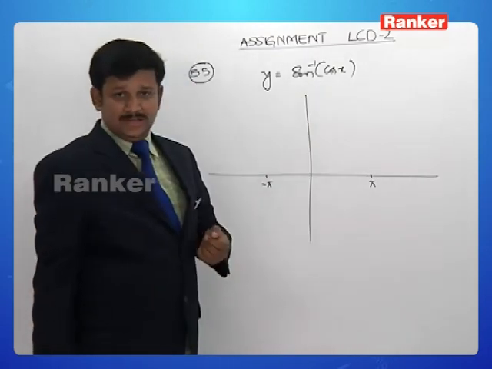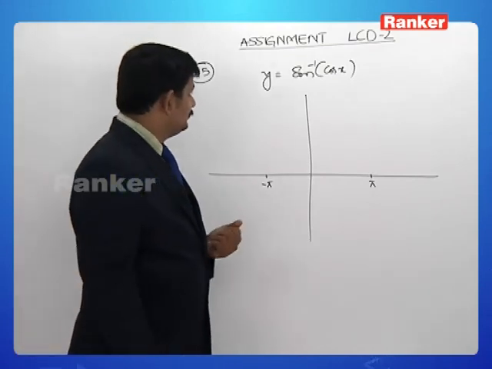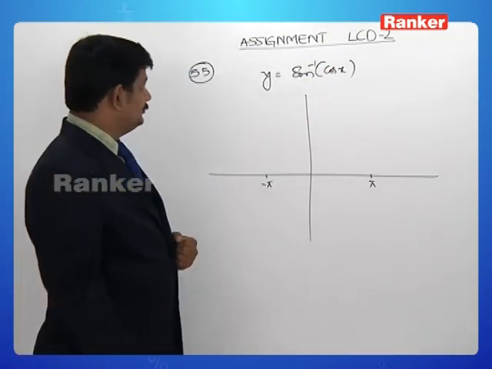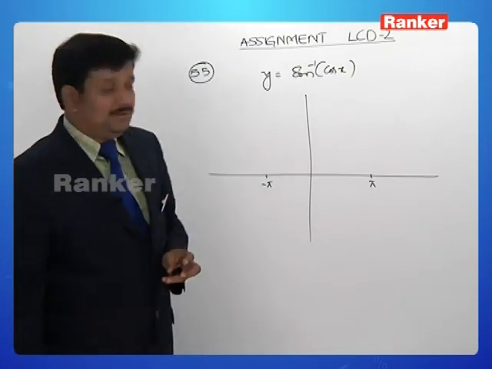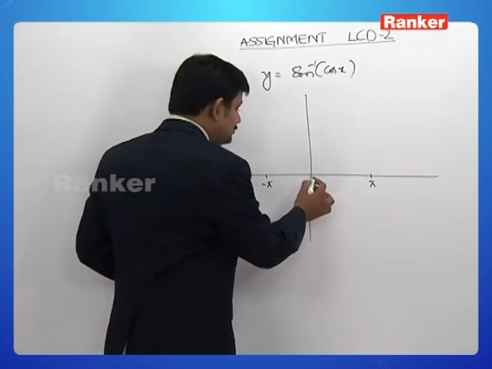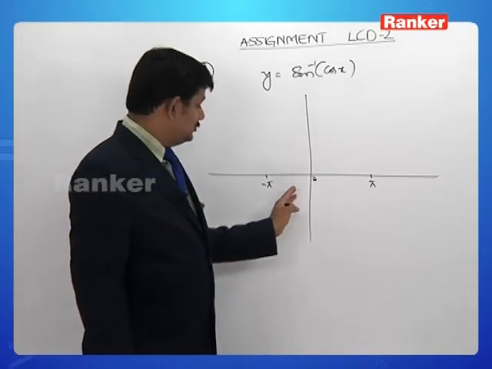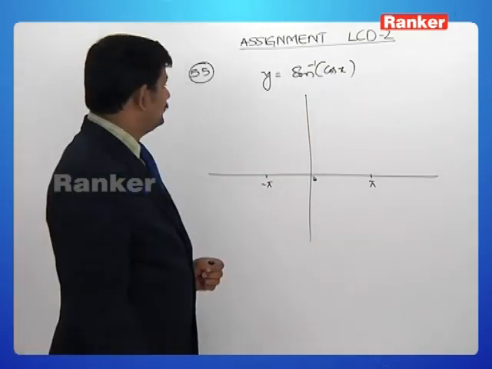Cos x is an even function. So any function of an even function will also be an even function. So this function is an even function. So whatever happens from 0 to pi, the same thing will happen from minus pi to 0. There will be symmetry about the y-axis.